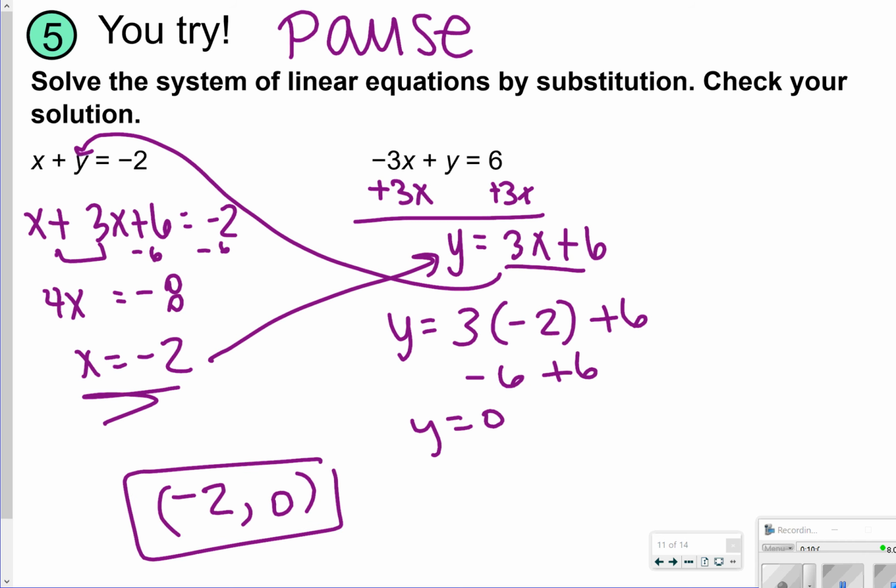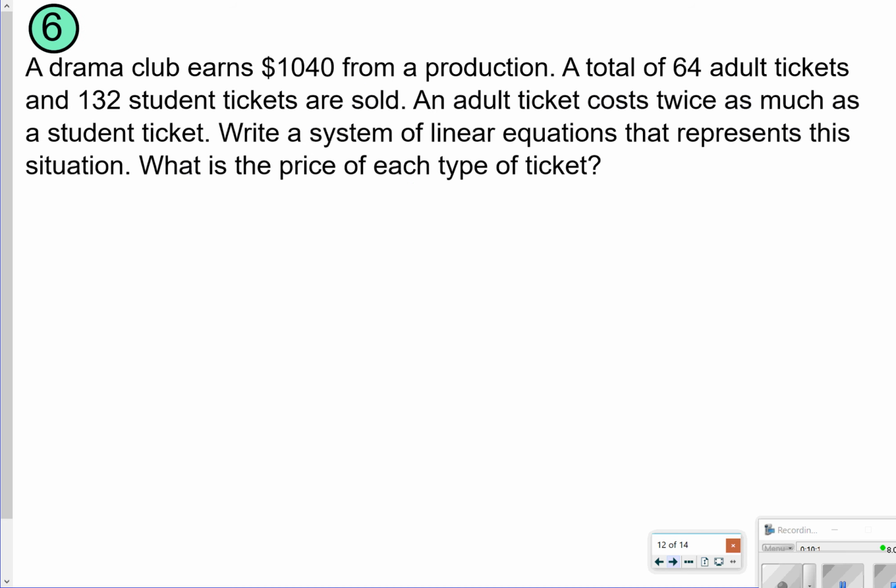Okay, so whether you tried to solve it a different way, you should still get negative 2 for x and 0 for y. If not, you maybe need to come back and rework some of those problems. The last one is a word problem, and you will have two different equations. Okay, so there will be two linear equations that you'll write.